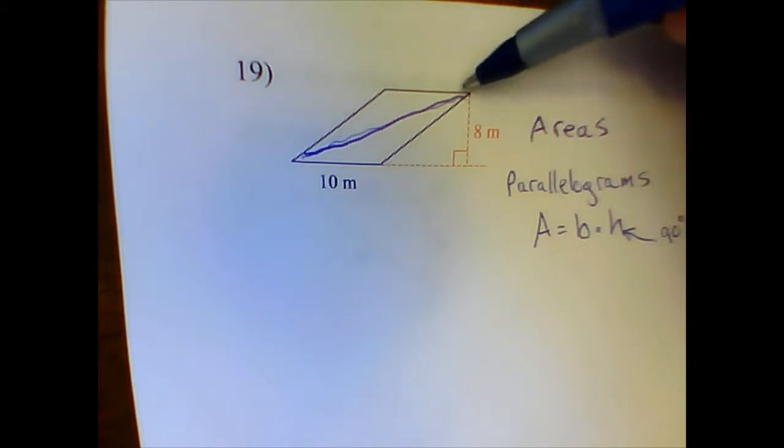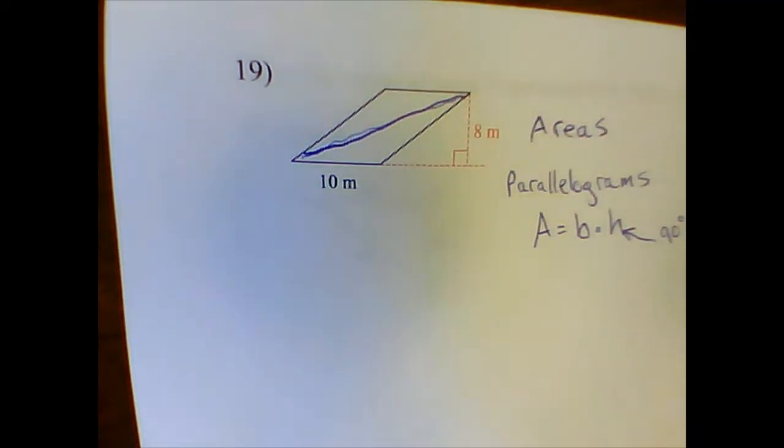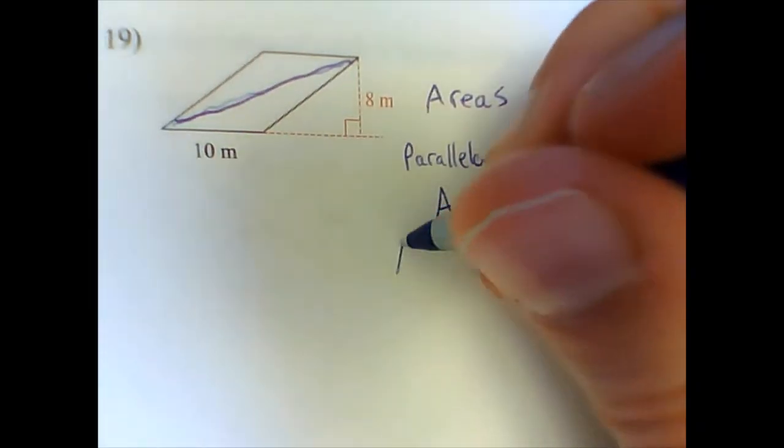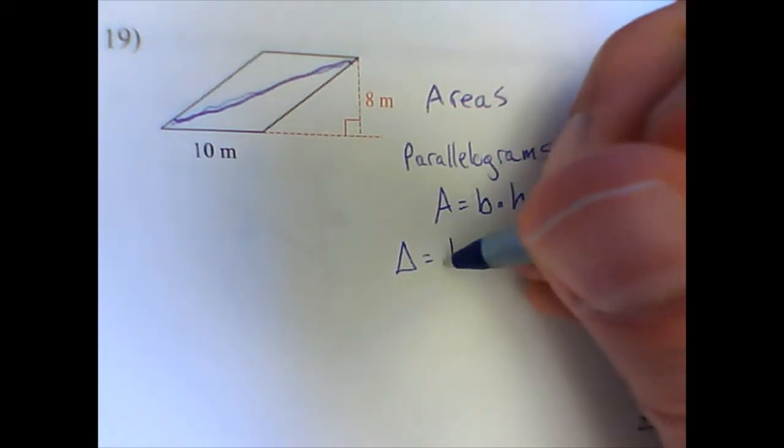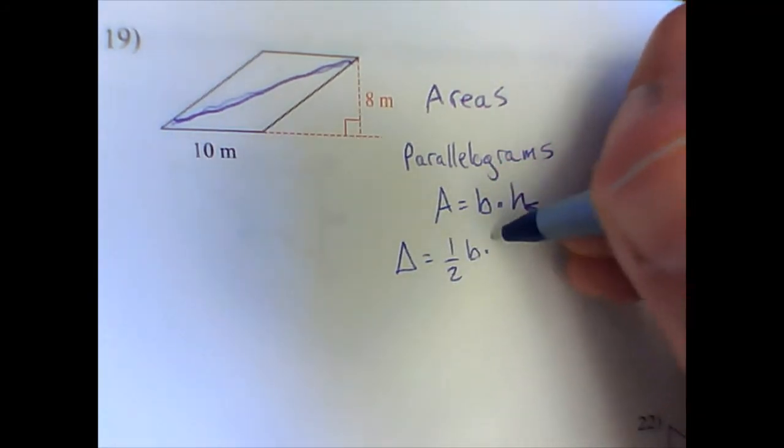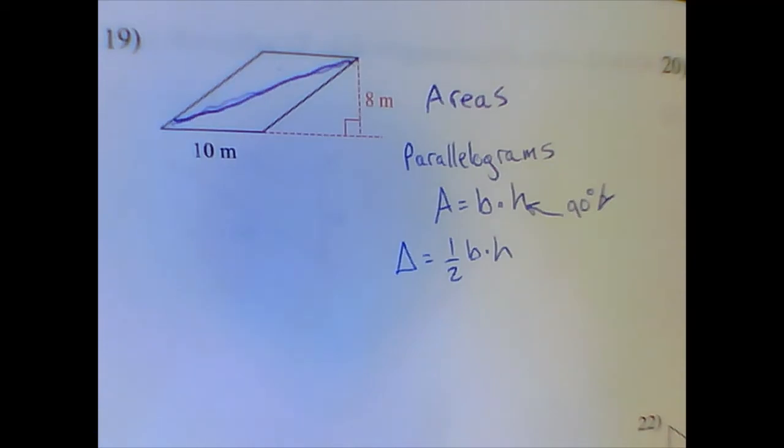A triangle is half the area. There's a base, we got a height. So if you take that area for parallelograms and throw a half in front of it, that's the triangle. And once again, the height does have to have a 90-degree angle from the base or an extension of the base. So triangles are half the base times the height. Everything is kind of dependent on the base and height. That 90-degree angle, critically important.